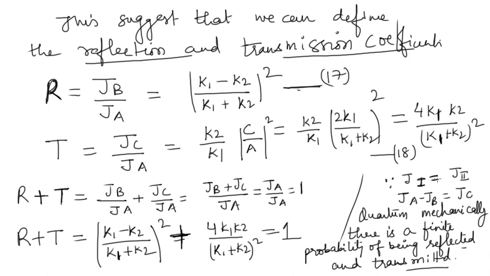Okay, so here we have seen the case of when the energy of the particle is greater than the potential barrier. Now we will try to see what will happen when the energy of the particle in the step potential is less than the potential barrier.